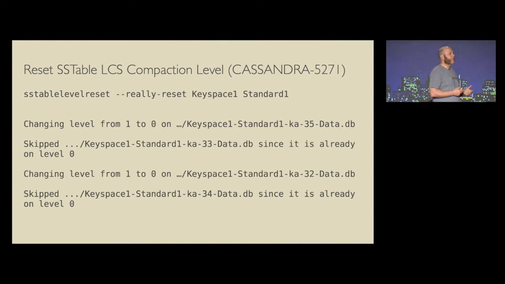So there's a little utility called sstablelevelreset, and it won't work unless you put this really reset flag on there, because you probably don't want to do this unless you know what you're doing. For example, if you still had an old default for a size tier compaction strategy, you weren't using 160 megs or better for the min SS table size, you might want to rewrite all of your files.